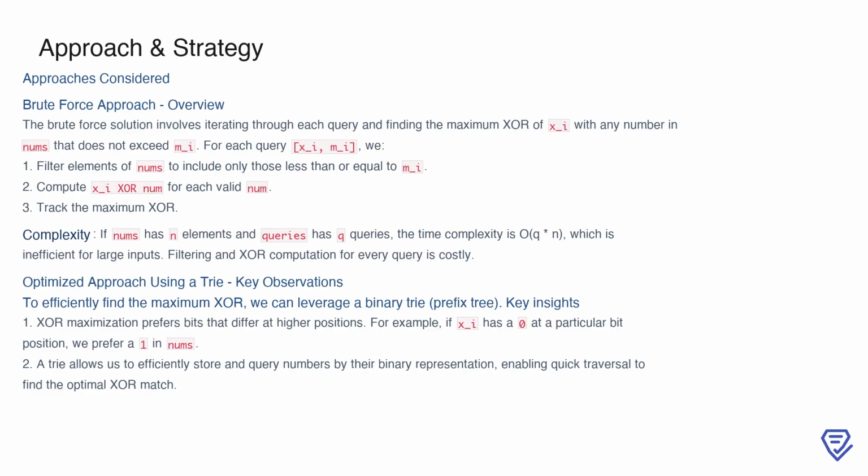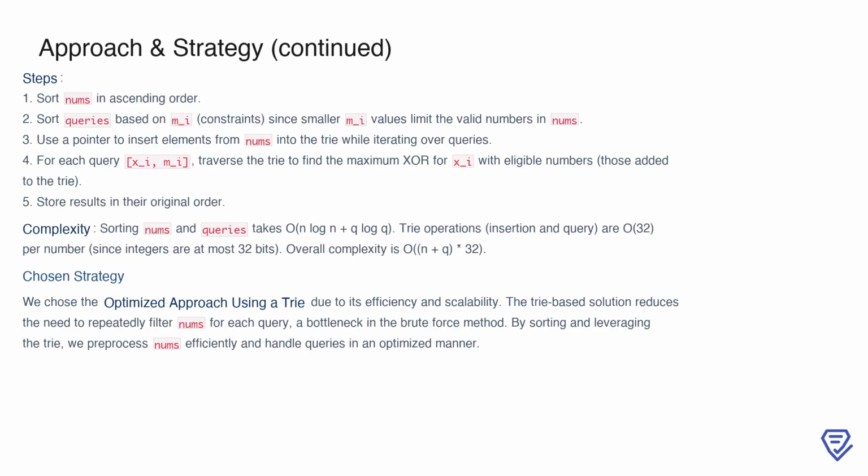inputs. On the other hand, by leveraging a binary trie, we can optimize this process. The key insight is that XOR maximization favors differing bits at higher positions. For example, if a bit in x_i is 0, the best XOR result comes from pairing it with a 1 in nums. Using a trie, we can efficiently store numbers in their binary form and traverse this structure to quickly find the optimal XOR match for any query. The optimized approach begins by sorting both nums and the queries.